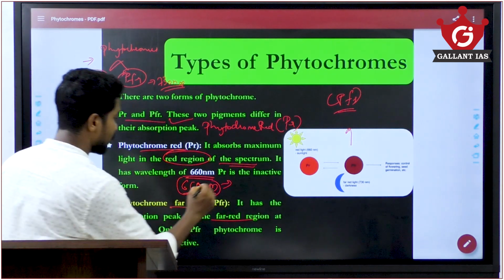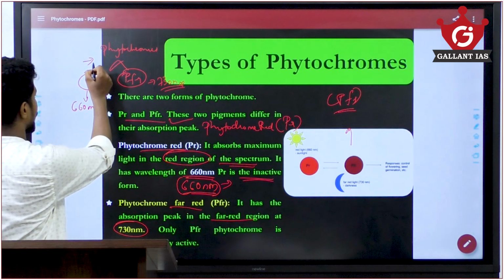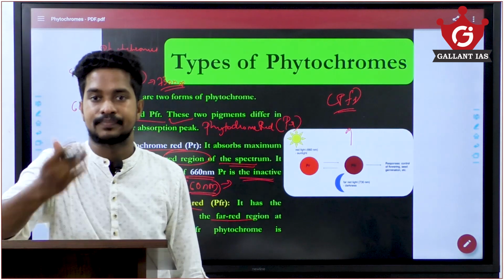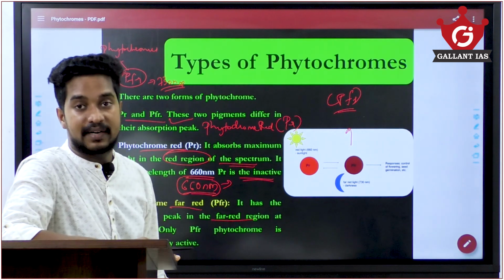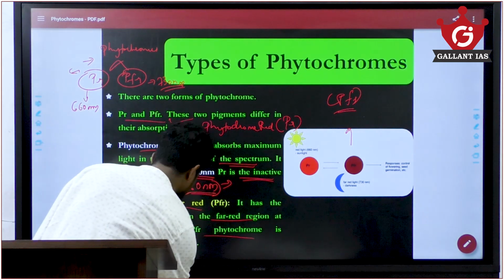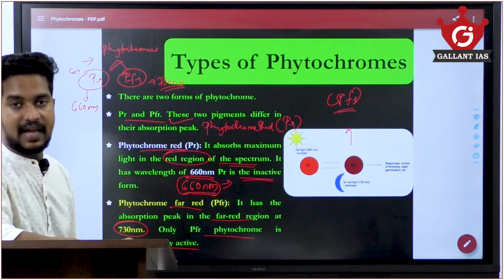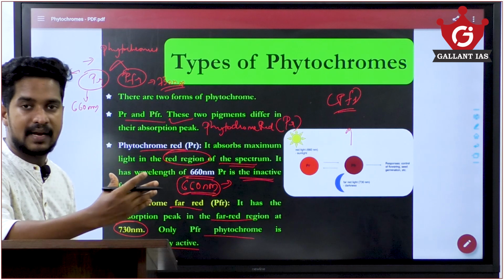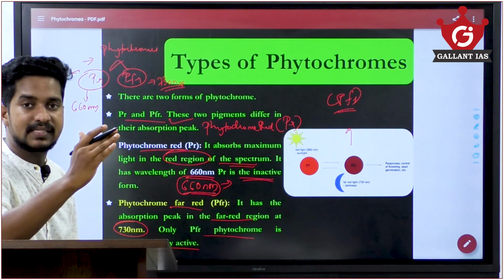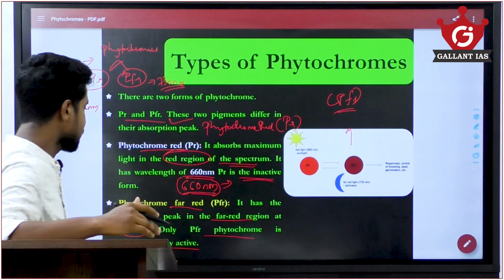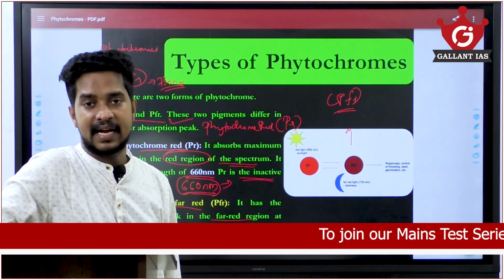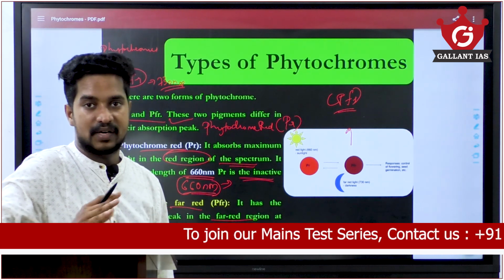Here the PR form, phytochrome red, is the inactive form. Only PFR is physiologically active. So if PR, phytochrome red, is inactive, the only active form is PFR. Phytochrome red is the inactive form, and phytochrome far red is the physiologically active form.